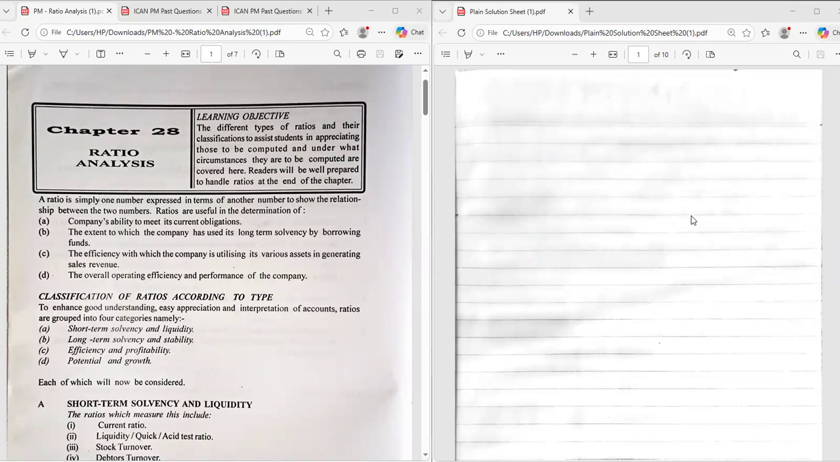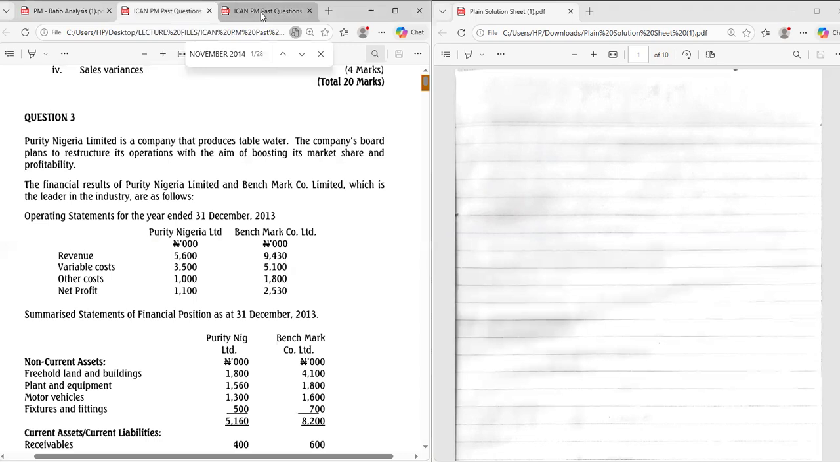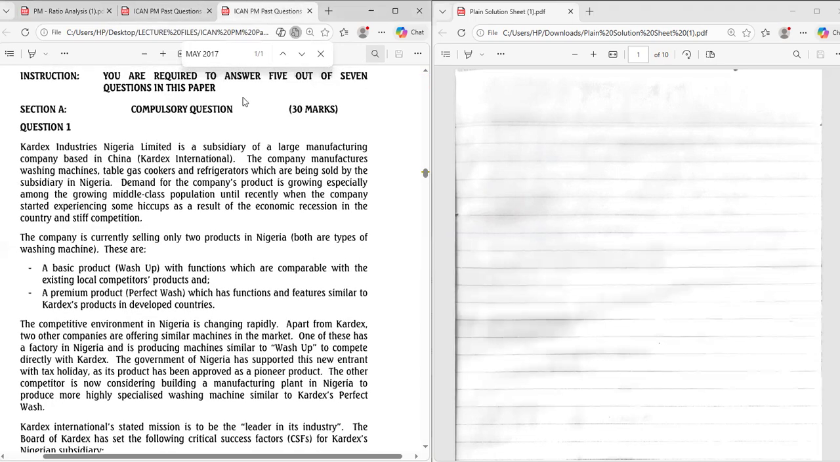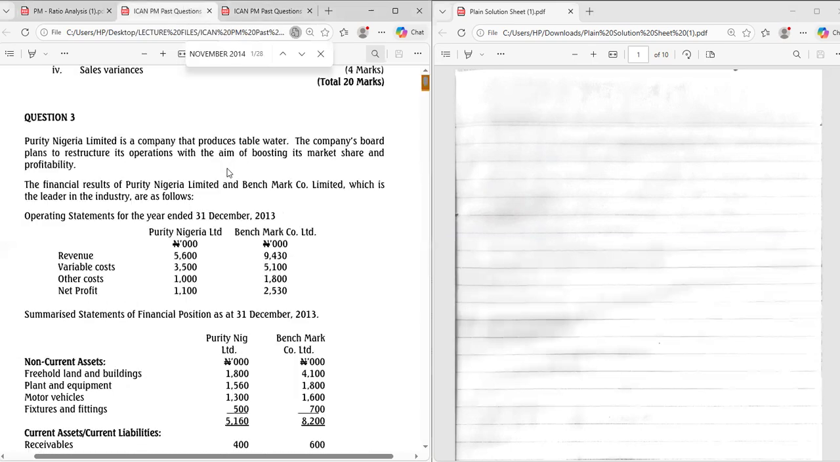Ratio is ratio. So what I'm going to be doing in today's class is explain what ratio is, give you the classification of ratios, then explain the types of ratios, give you the formulas, and then I have two solid questions here directly from your ICAN past questions. This is a number one question in 2017, and this should be around 2014. So I'll just pick these two and do justice to it quickly.